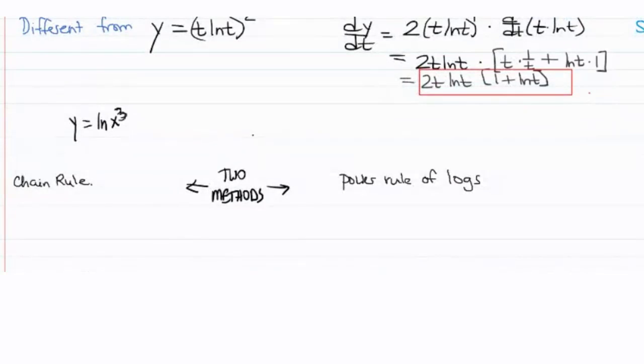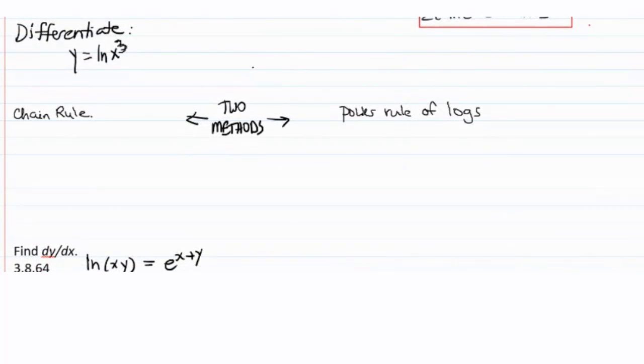Now let's look at finding the derivative of y equals the natural log of x cubed. And we're going to do this in two different ways. First way is we're going to use the chain rule like we've been doing. And then the second way, we're actually going to use some log rules first to simplify the work that we have to do. All right, so let's look at using the chain rule.